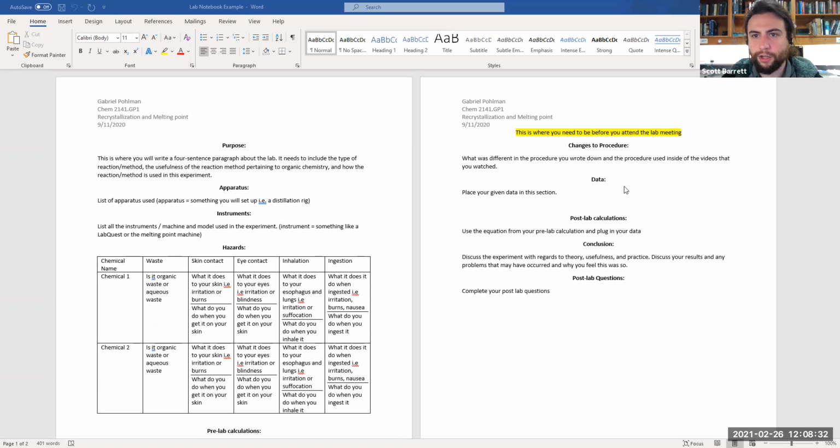The data, finally, utilize the data that we're given on Canvas, and then you'll go ahead and place it into that section. And then post-lab calculations, everyone's doing fine there. Conclusion, y'all are doing great there.